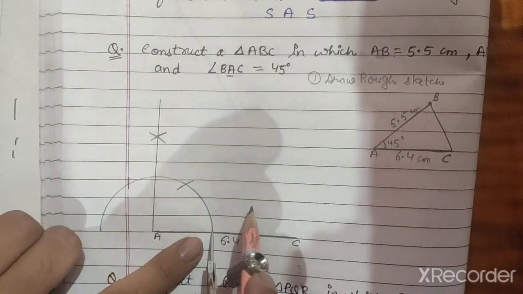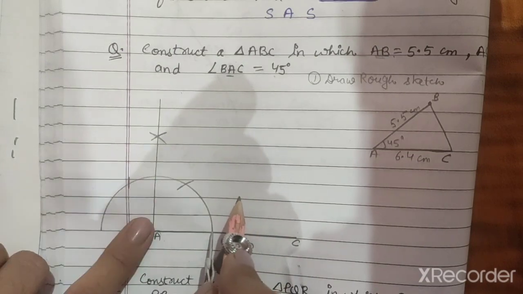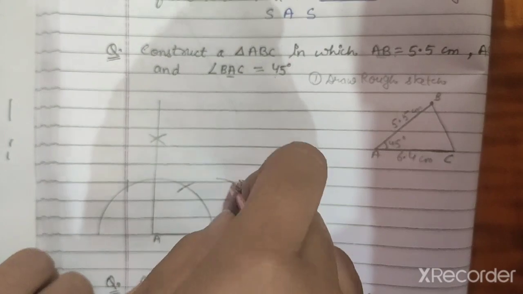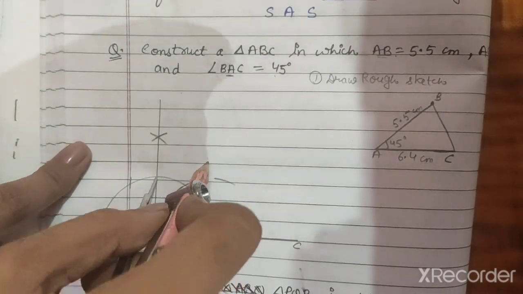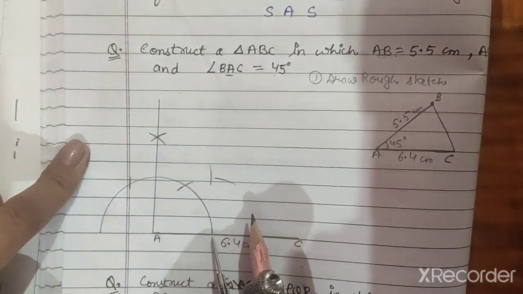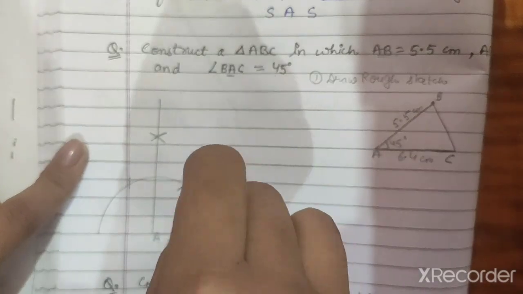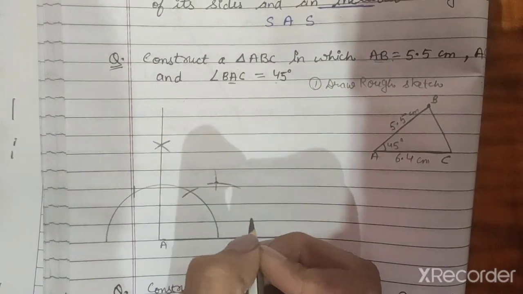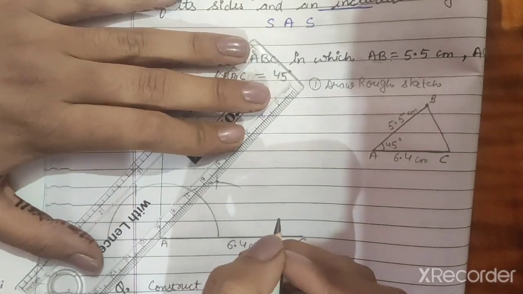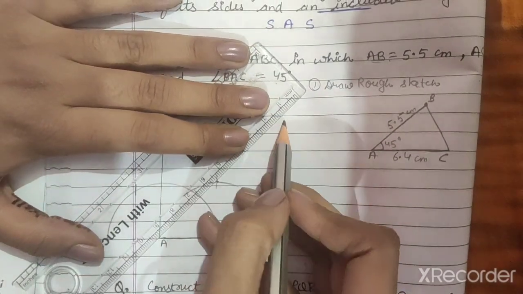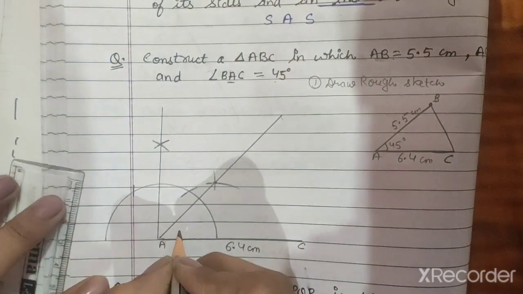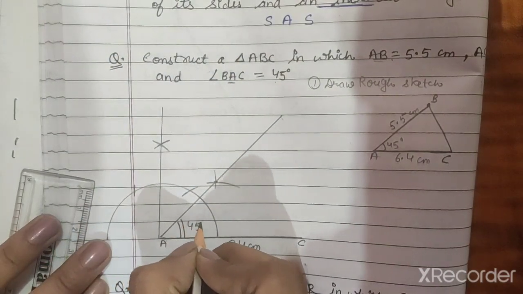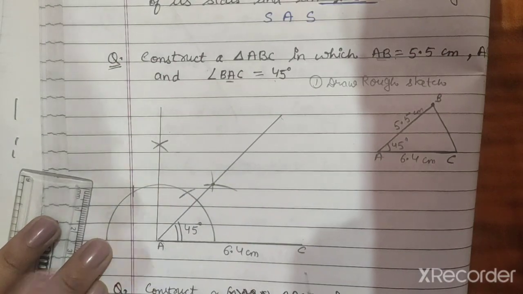How do I construct the angle bisector of 90 degree? From this point I will cut an arc. Then from this point I will cut an arc. The point at which both the arcs meet, join that point with A, and that line, that is this angle, is of 45 degree. Okay, I hope this is clear.